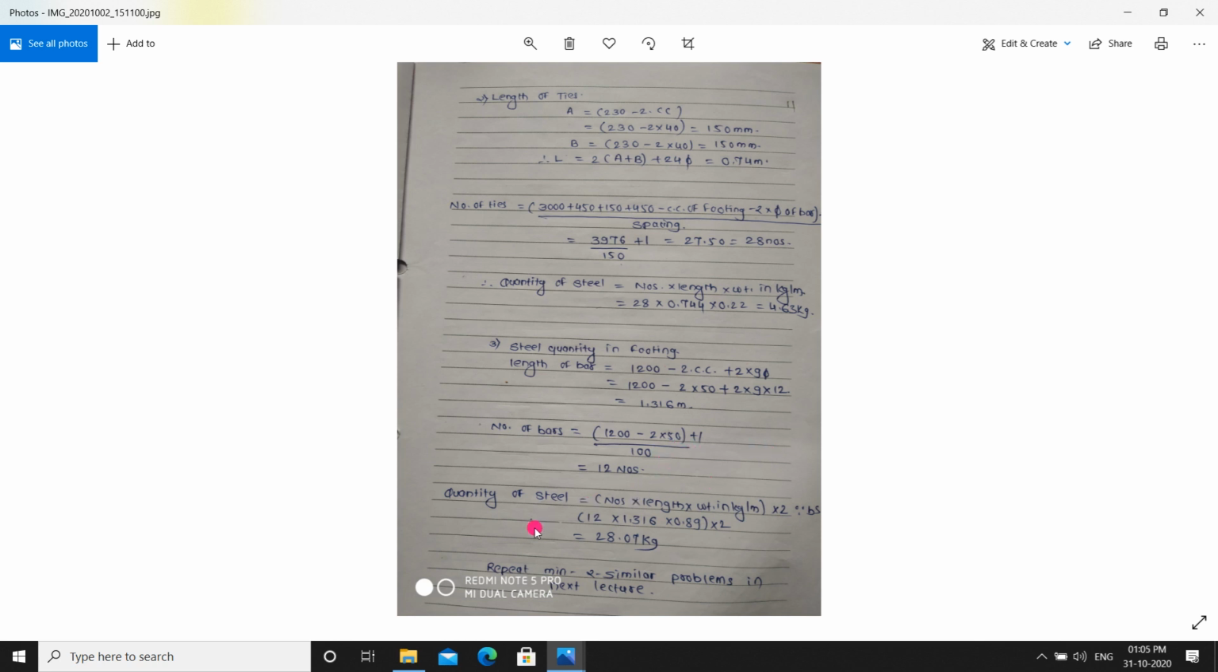Quantity of steel is 12 number into length into weight in kg per meter into 2, that is 12 into 1.316 into 0.89 into 2. Why have we given into 2? Because on both sides we are going to provide the same number of bars, as the same type of steel has been used, that is 28.07 kg. In this manner we are going to find out the quantity of steel required for column and footing. Thank you very much.